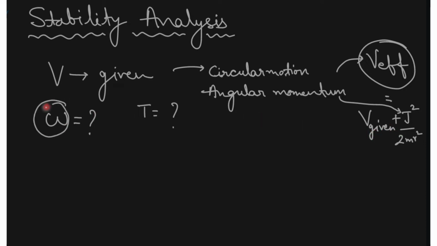Now, in this case, omega is equal to root k by m. What is this k here? Let me tell you. It is the second order derivative of the potential, that is d square V by dx square.